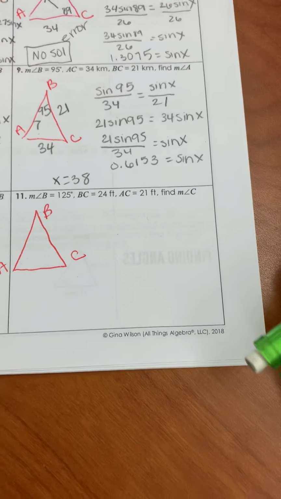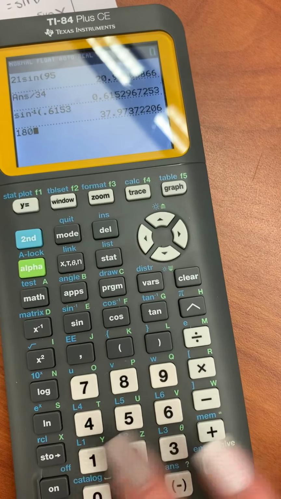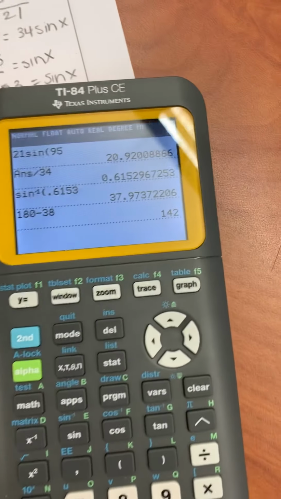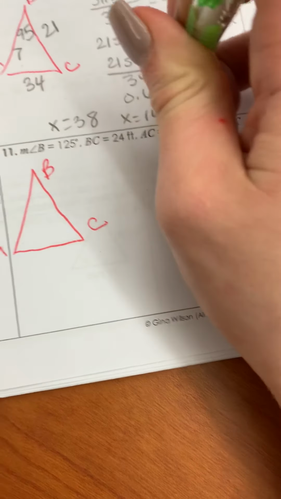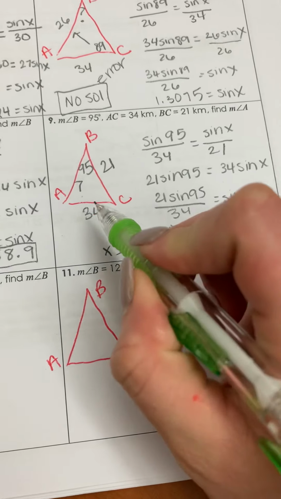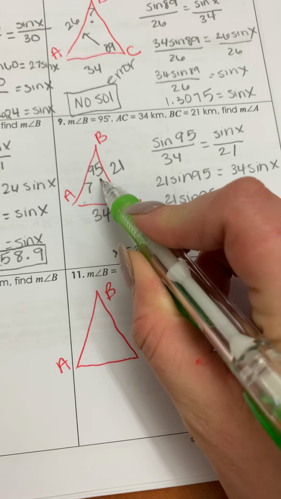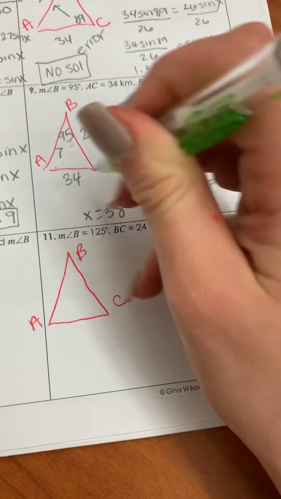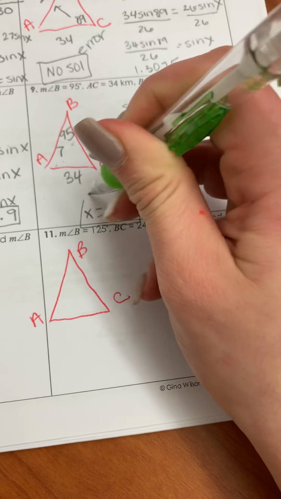To find the other angle that it could possibly be, we got to subtract from 180. And that gives us 142. Okay, but 142 isn't going to work. And the reason why it can't be this is because this is already obtuse. It's already greater than 90. I can't have two obtuse angles. So this is the only possible one.